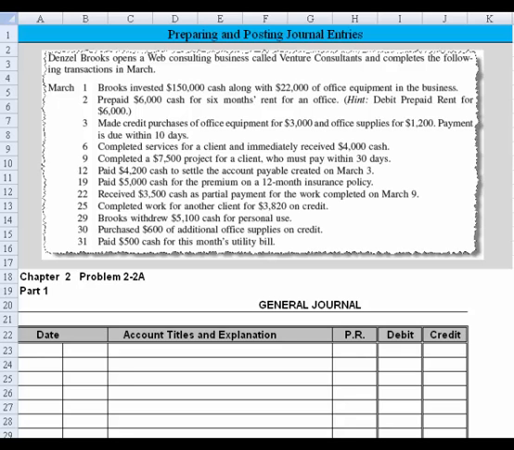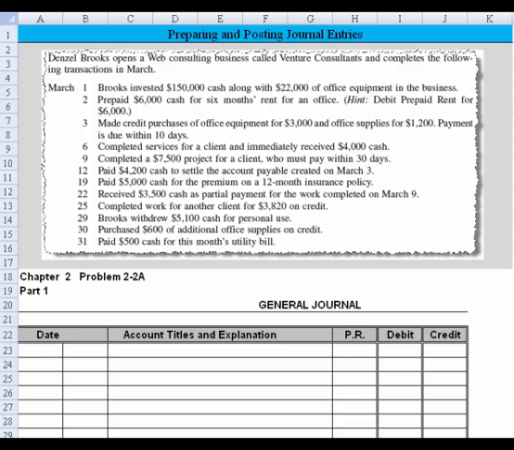Now, the first thing we have to do on this problem, and in fact the only thing I'm going to walk you through in this multimedia presentation, is how to make the journal entries. So I'm only going to tackle part one of this problem.